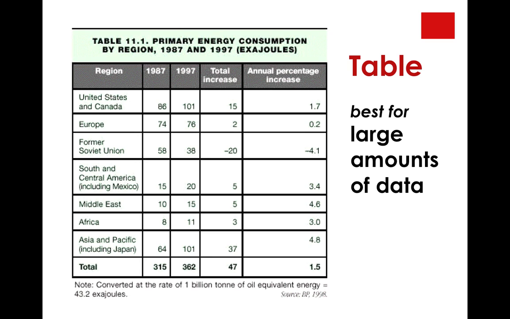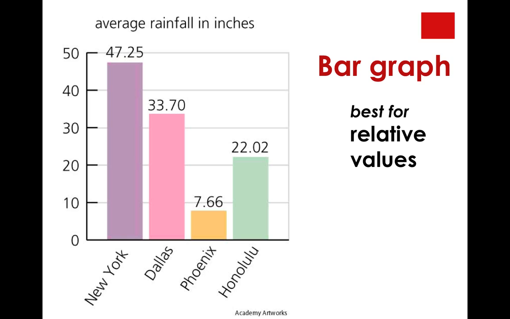to present it all. In contrast, a bar graph is best for relative values, when you want to show very quickly the difference or a comparison contrast between something. Here I can tell New York gets far more average rainfall, 47.25 inches, than Phoenix, which only registers 7.66 inches.